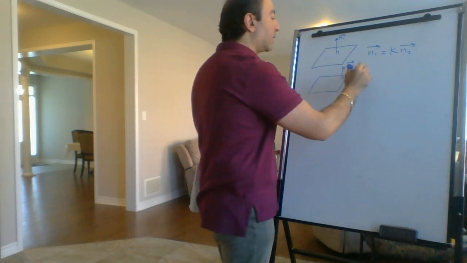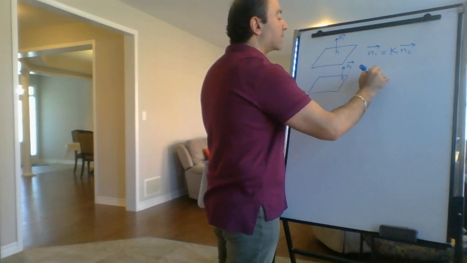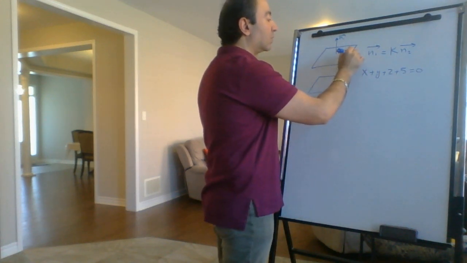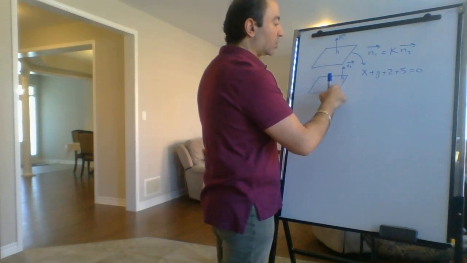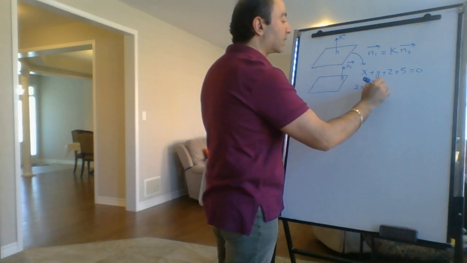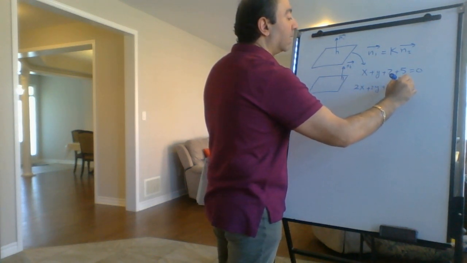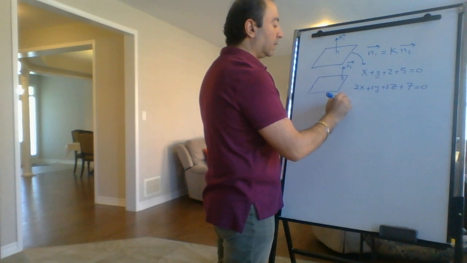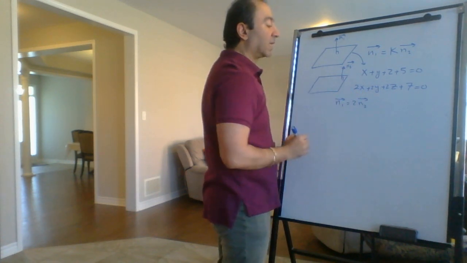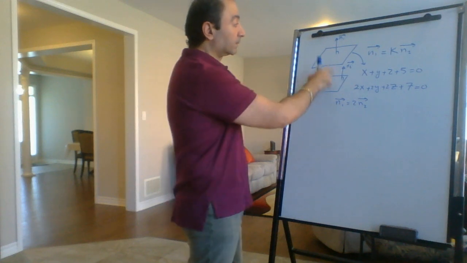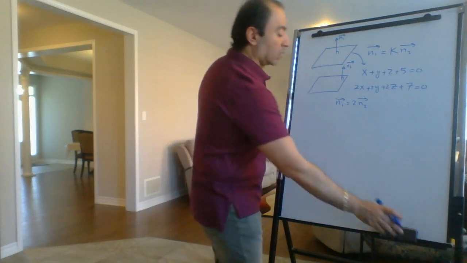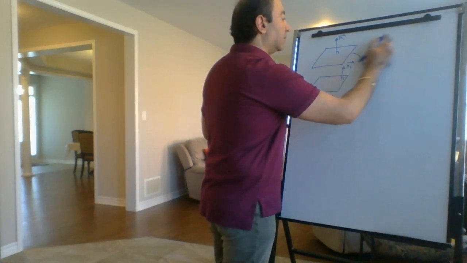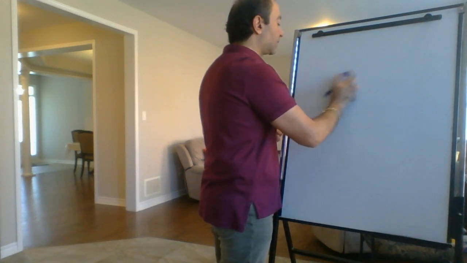So an example for this: if I have x plus y plus z plus 5 equals 0 as the equation of this plane, and the other equation of this plane is 2x plus 2y plus 2z plus 7 equals 0. Here, the normal vector 2 equals 2 times normal vector 1. That means these two planes are parallel. Okay? All right, so parallel planes means the normal vectors are scalar multiples. This is the first thing.